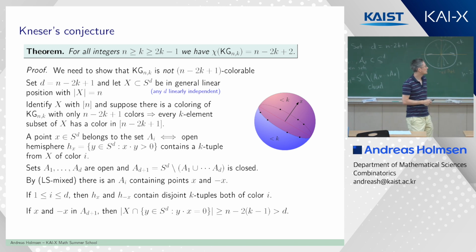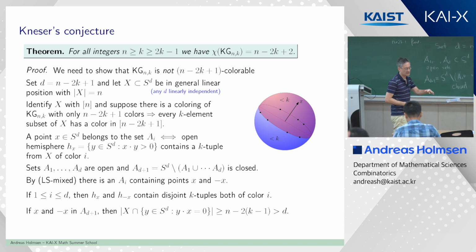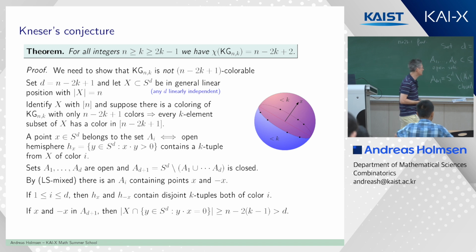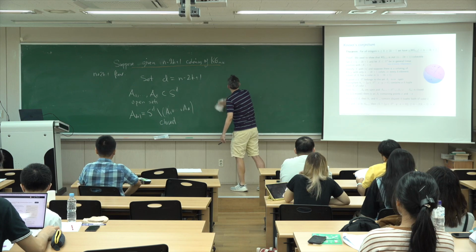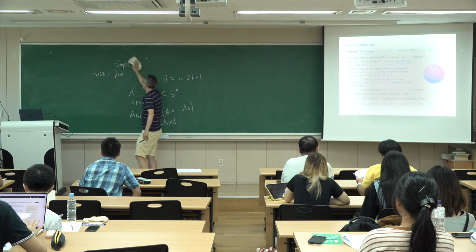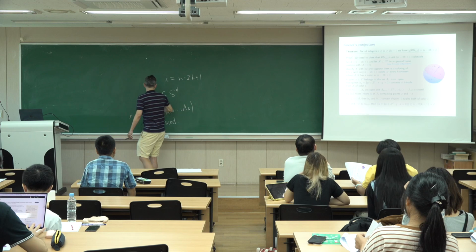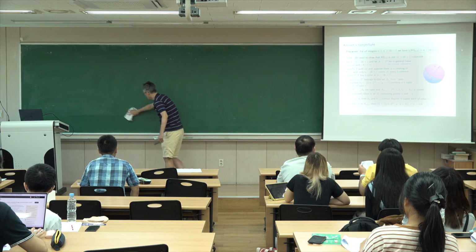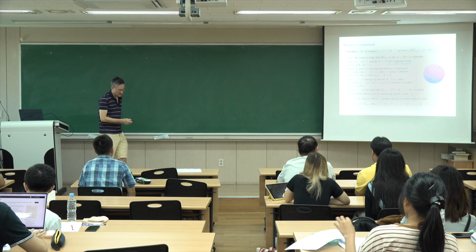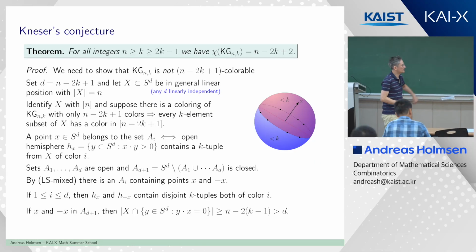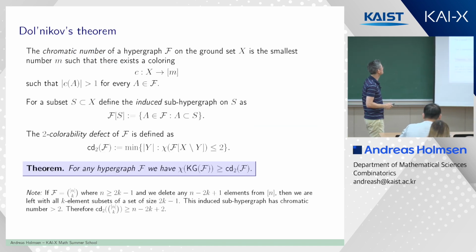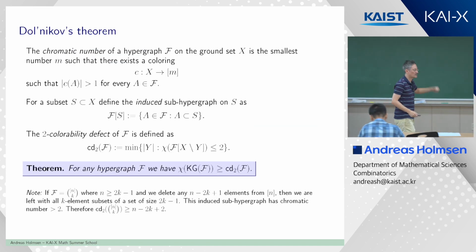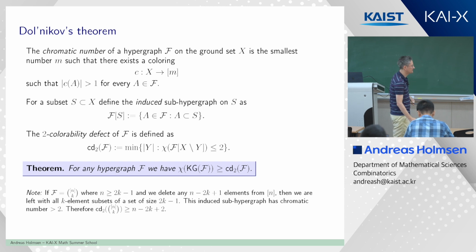Let's see. Okay, so I don't think we're going to finish all the slides. So the last section of these slides today you can look at yourselves. We're going to do one more question, which is a generalization. Kneser's conjecture became so famous and this theorem became so famous that many people made generalizations of this. And the one that we'll look at is called Dolnikov's theorem. This is quite nice and a little more general.